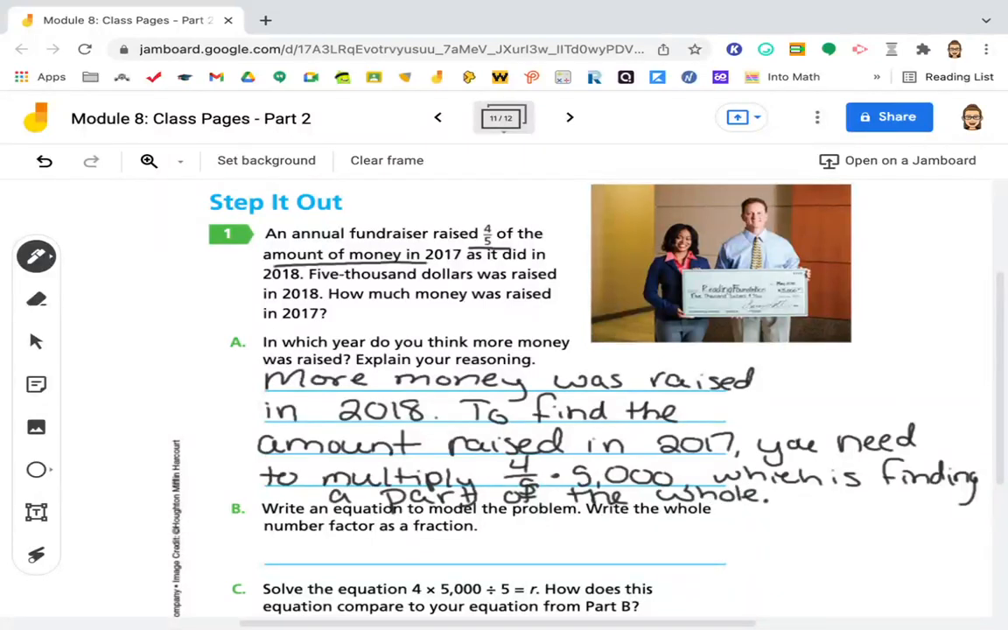So then it says, write an equation to model the problem. Write the whole number factor as a fraction. So what that means is that you're going to put the whole number over 1. So 5,000 over 1. Every time you see a whole number, if you just put it over 1, then you just multiply straight across. So I'm going to use my basic math fact. 4 times 5 is 20, and then I'm going to add on the 3 zeros, and 5 times 1 is 5. So it says solve the equation 4 times 5,000 divided by 5 equals r.